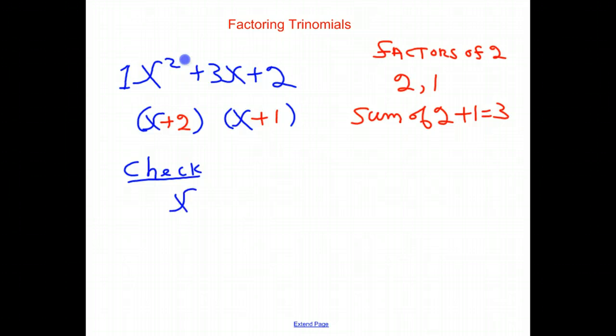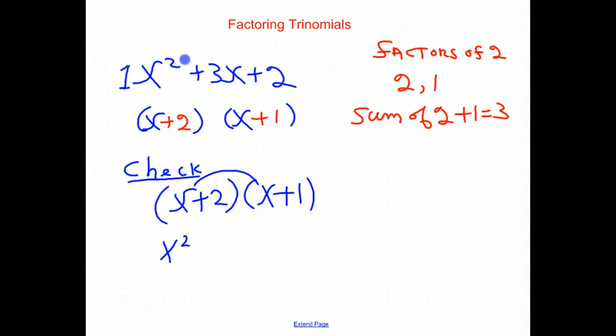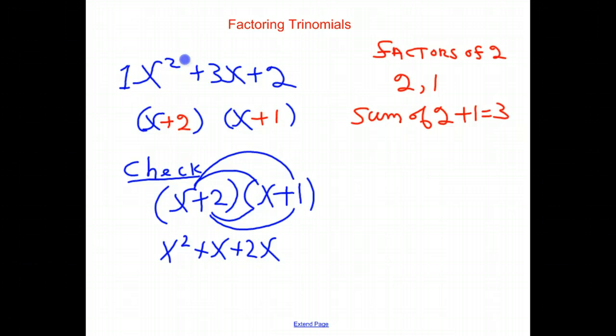So using the FOIL method, we multiply x plus 2 times x plus 1. And as we check it, you'll notice where the whole idea of the factors of 2 and the sum of 3 comes from. So using FOIL, we have x times x is x squared. That's our 1x times 1x. We have x times 1 is x. We have 2 times x is 2x, and we have 2 times 1 is 2.